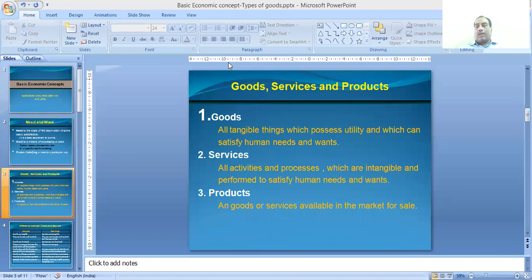Then the third is products. All goods or services available in the market for sale are products. So goods and services together can be called products. And products are those goods and services which are there for sale in the market, which are available in the markets. So whatever you see in the market is a product.